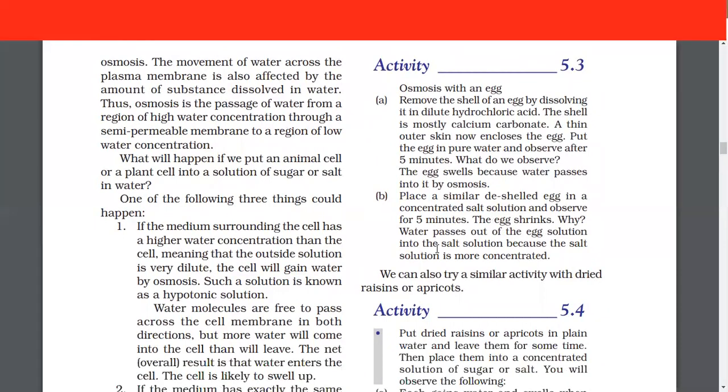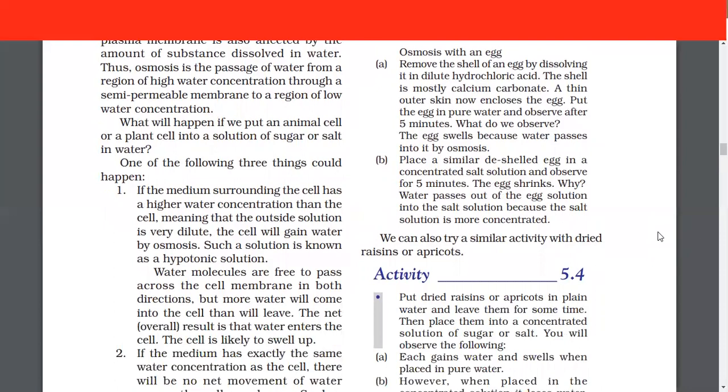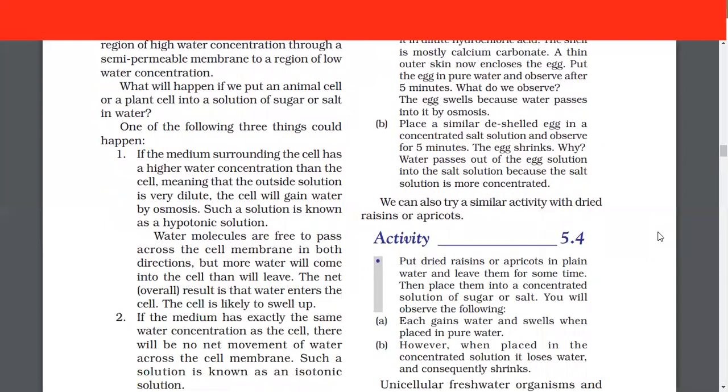Place a similar de-shelled egg in a concentrated salt solution and observe for 5 minutes. The egg shrinks. Why? Water passes out of the egg solution into the salt solution because the salt solution is more concentrated. We can also try a similar activity with dried raisins or apricots.